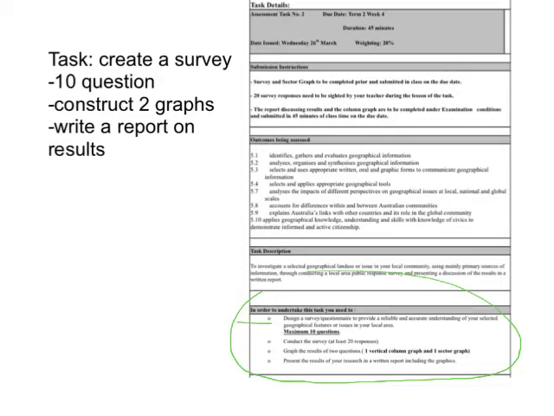So it's really crucial. If you don't have a good survey, it's going to be very hard to construct 2 graphs and write a report that really gives you any sort of valid information. So we'll look at that now.